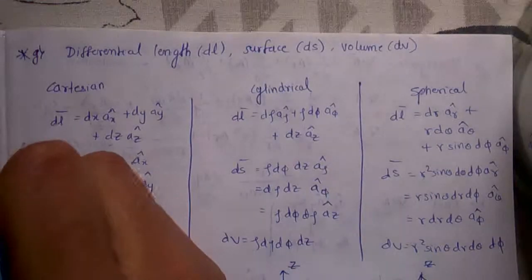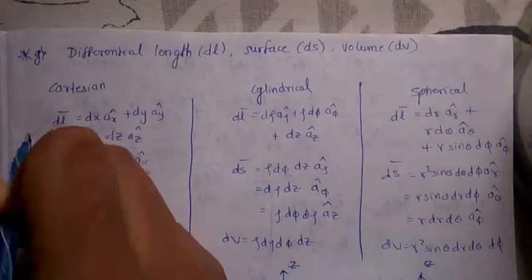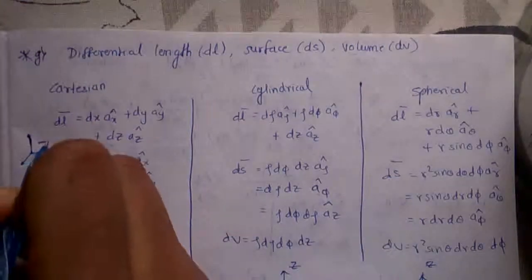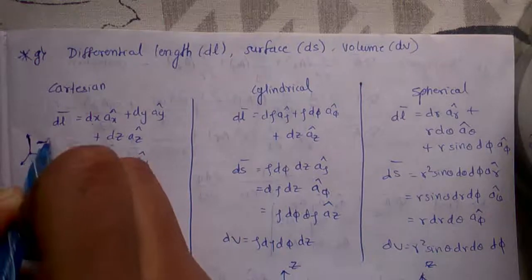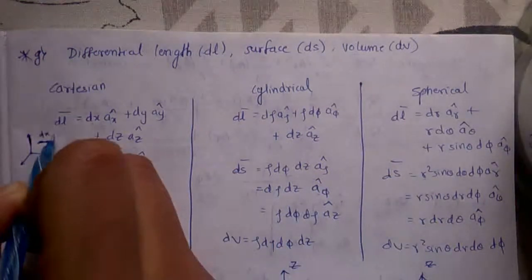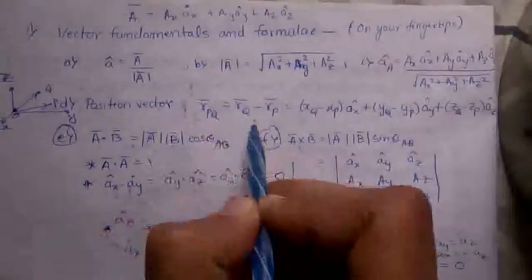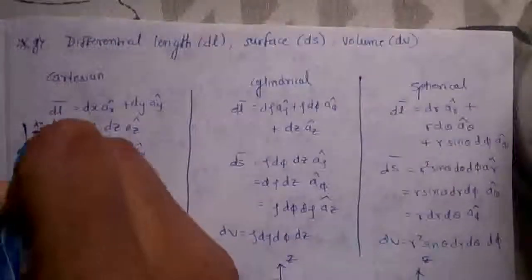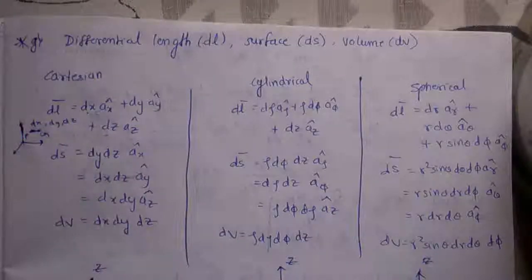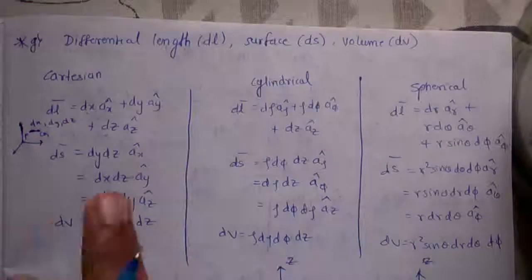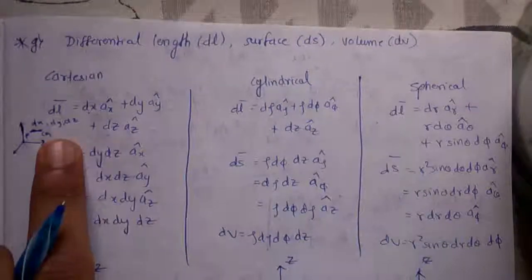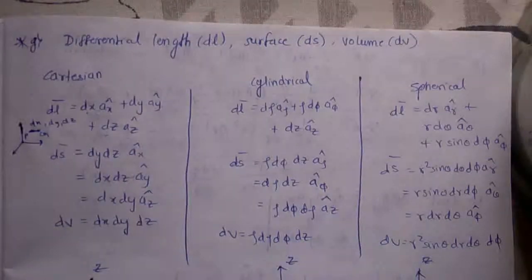Suppose this is my coordinate system. Here are 2 points, but the distance between them is very, very small. Say the difference is dx, dy and dz. As we have done over here in finding the vector PQ, similarly, let's say the points P and Q are very close to each other, then xq minus xp is nothing but your dx, yq minus yp is nothing but dy, and zq minus zp is nothing but your dz. Likewise, we find this small vector dl.